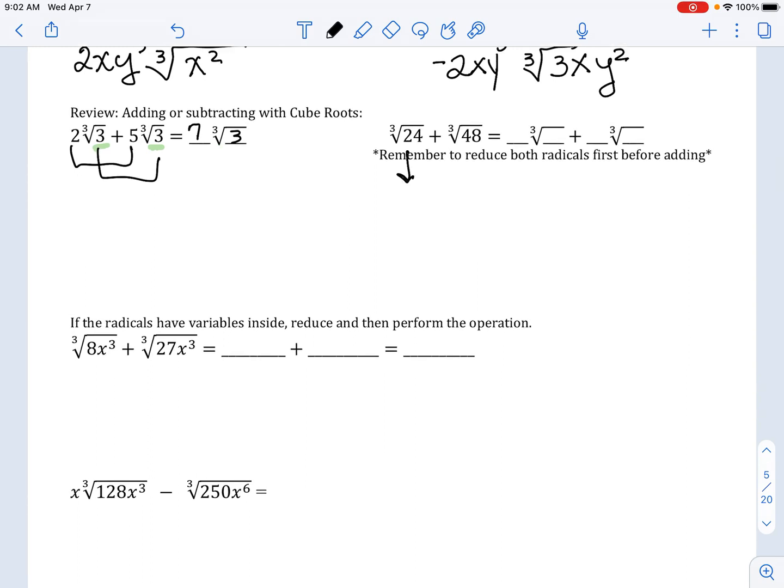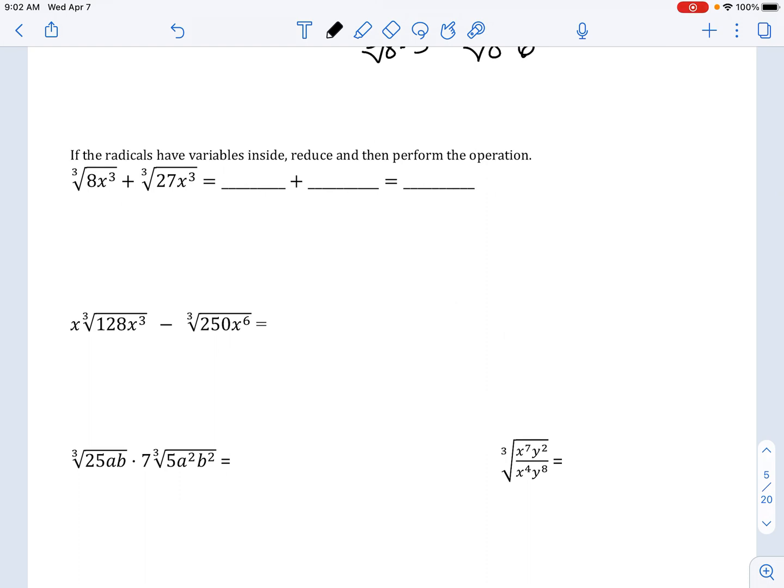All right, cube root of 24. That's going to be the cube root of 8 times 3. So that's 2, the 3 inside. Cube root of 48 is going to be the cube root of 8 times 6. The cube root of 8 is 2 with 6 inside. Can you add them together? You cannot. We do not have like radicals. So your answer would just be the following. 2 cube root 3 plus 2 cube root 6.